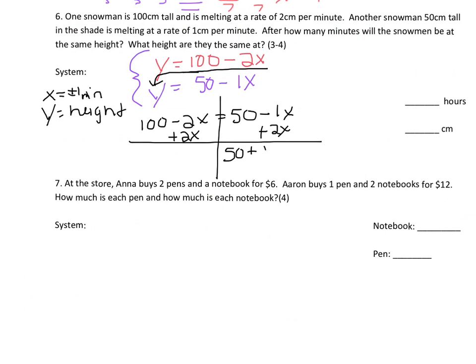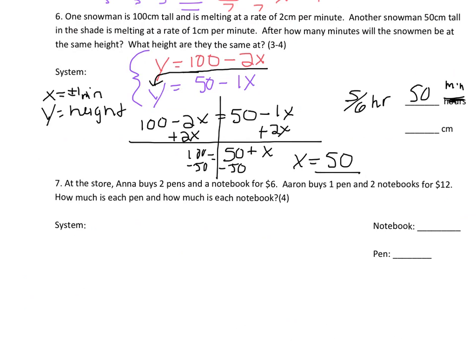So negative 1 plus 2 is 1. I have to subtract 50. So x is 50. Now this says hours here. I'm assuming that it's supposed to say minutes. But if you said 5/6 of an hour, that would be actually more accurate than if you just said 50 minutes given that label. All right, now from here, we have to plug it back in to find y.